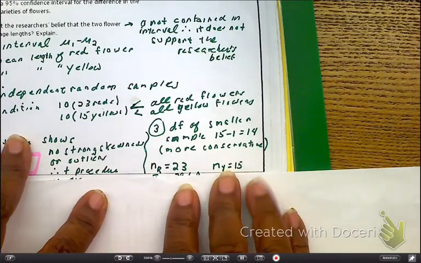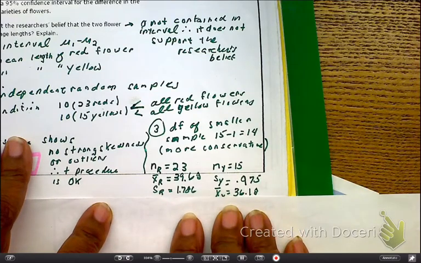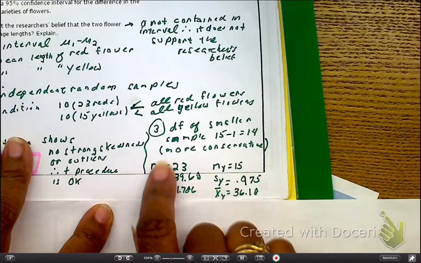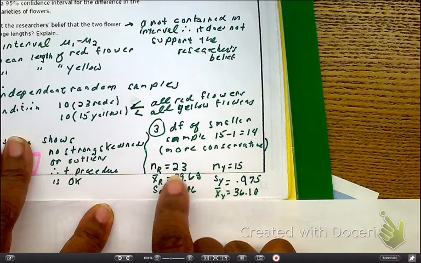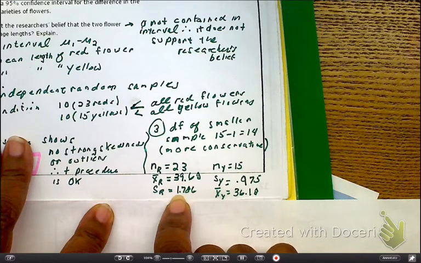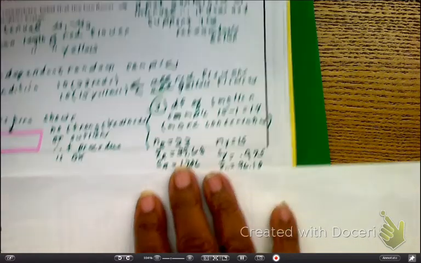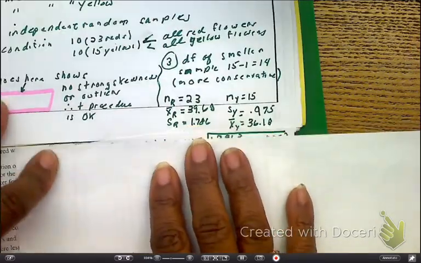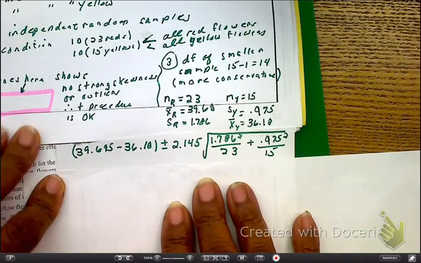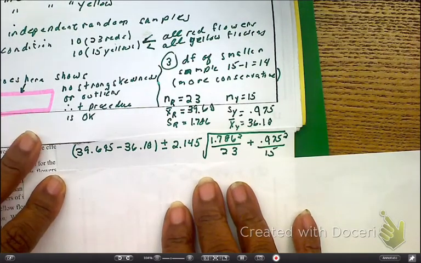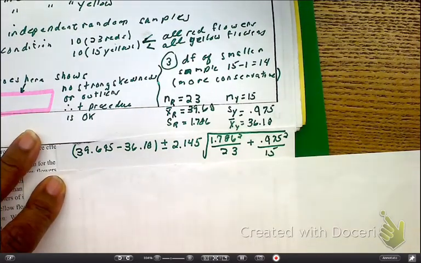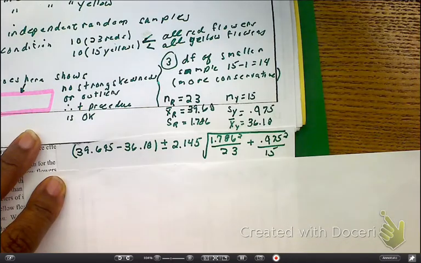Okay, let's notice the values that the calculator gives us for our sample size, our mean and standard deviation. For the red, same thing for the yellow. And we're going to take that and plug it into the formula. Again, sorry for the speed, but I didn't have time to write out the formula.